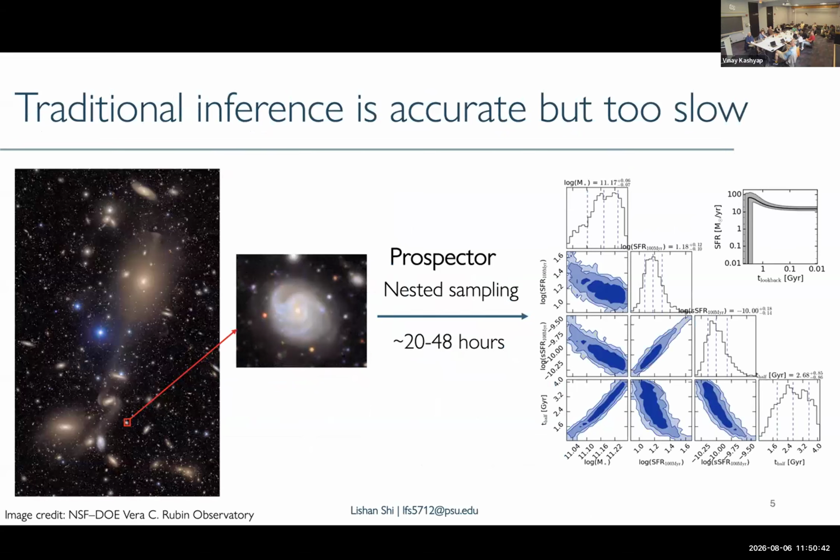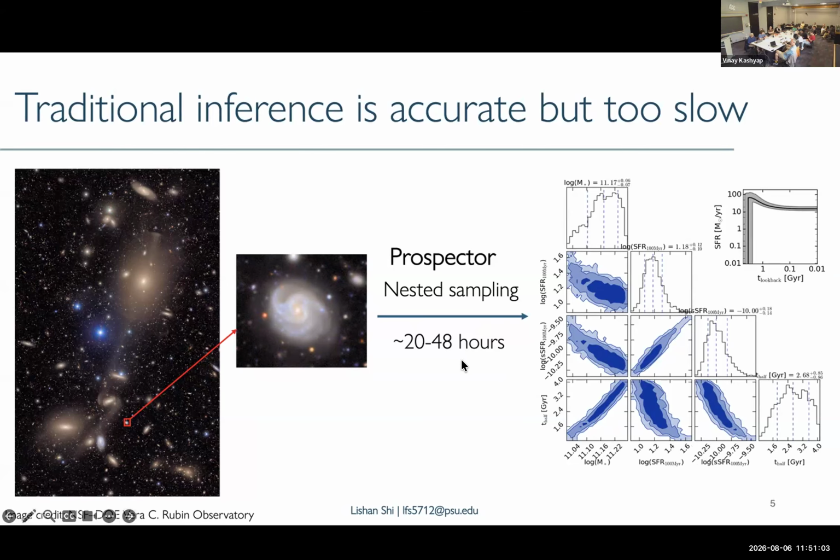So traditionally, Prospector incorporated dynesty, thanks to Josh, who developed this nested sampling algorithm. And for each single galaxy, it takes about 20 to 48 hours to get the full posterior distributions of galaxy parameters. So here we're seeing, for example, stellar mass and star formation rate.